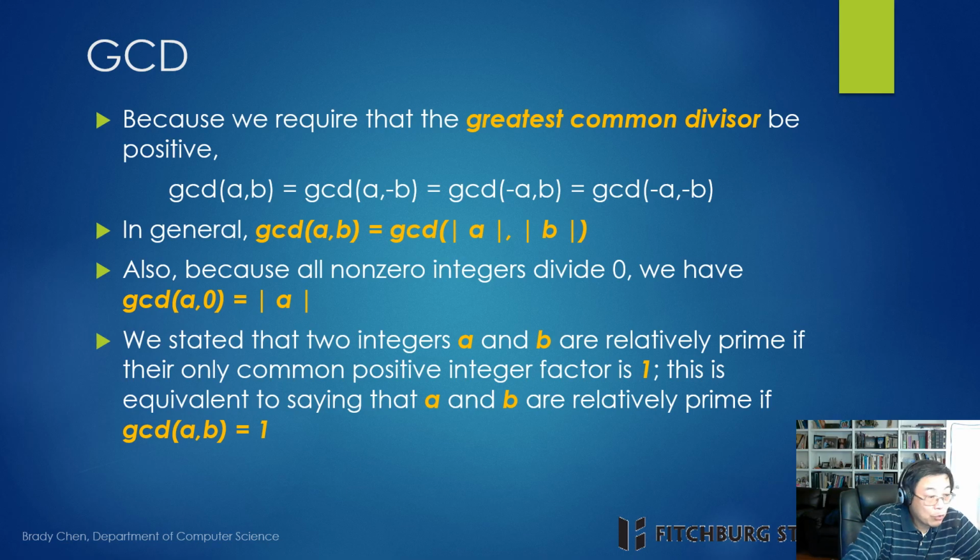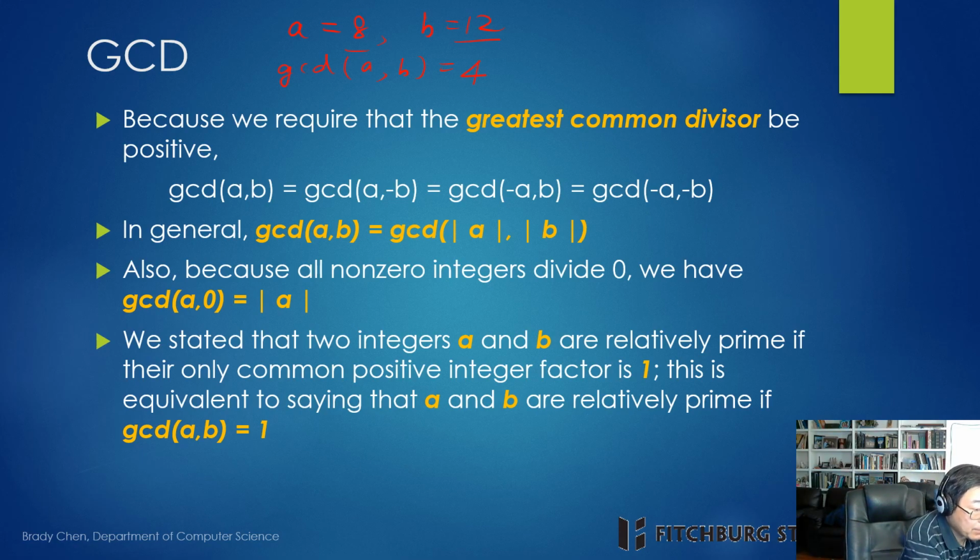Now, because we require that the greatest common divisor be a positive number, if we talk about the greatest common divisor of A and B, let's say A is 8, B is 12. What's the greatest common divisor of A and B? It's actually 4. We know 4 divides 8, 4 divides 12. But you cannot find any bigger number that divides both a and b.